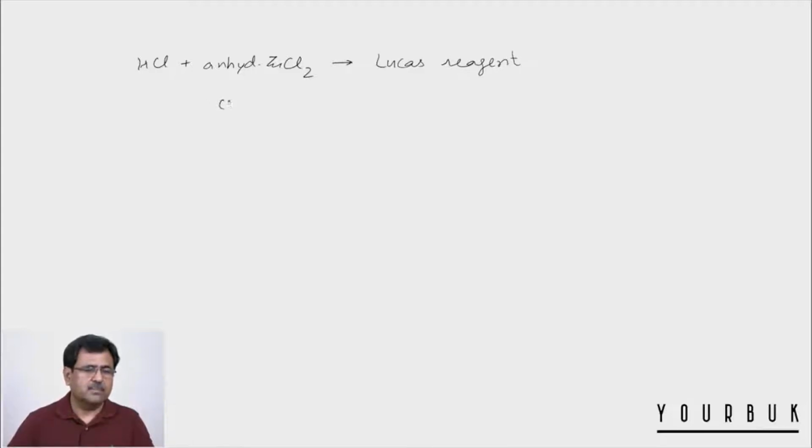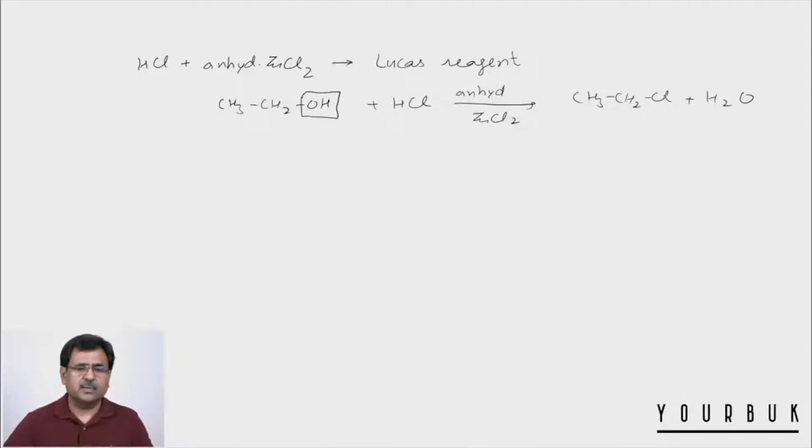For example, CH3CH2OH when treated with HCl in the presence of anhydrous ZnCl2 gives CH3CH2Cl. Water is our side product. So we have replaced OH group in this case by chlorine.